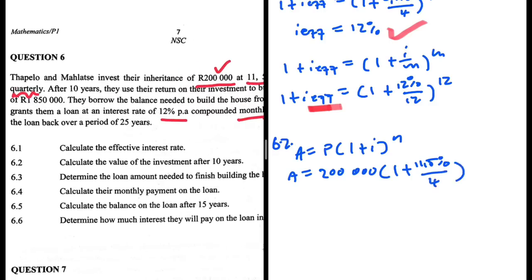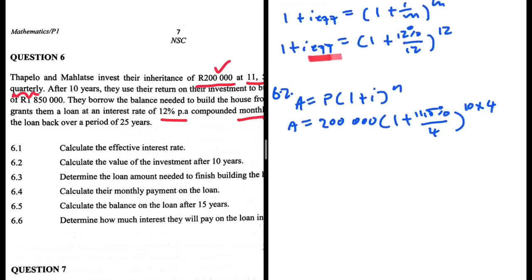And then to the power n. The number of years is 10, but it is compounded quarterly, so I'm also going to multiply that by 4. So A is equal to 200,000 times 1 plus 11.5% divided by 4, everything to the power 40.